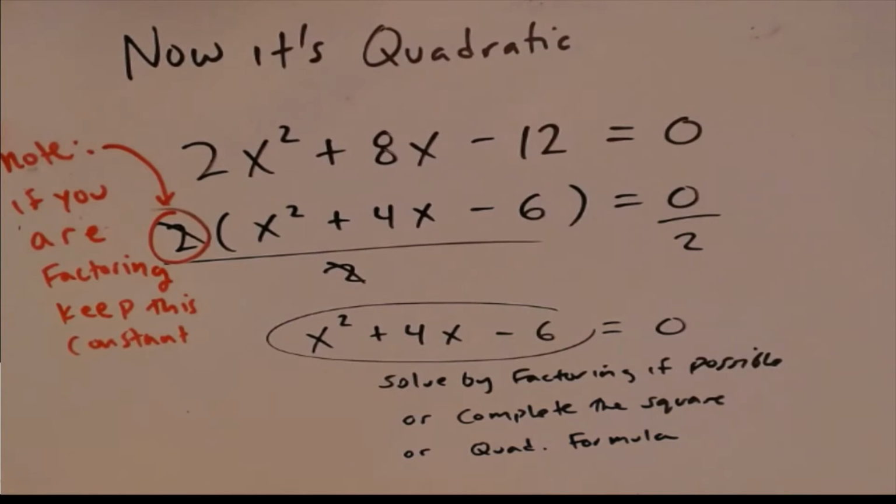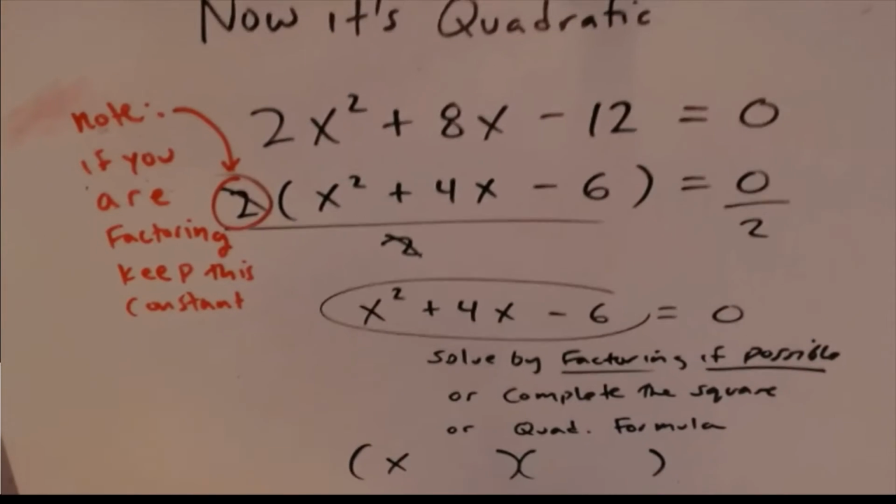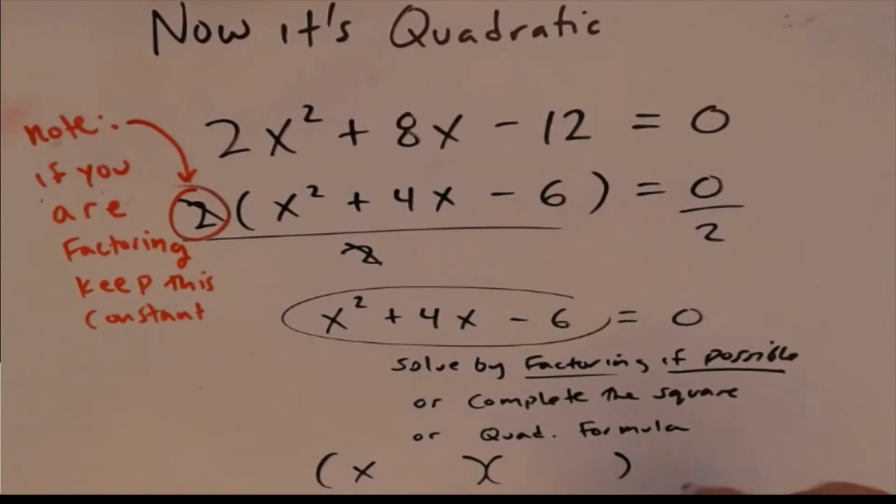All right, I always try factoring first. So just give this a good try and see if it's possible. Try to find two numbers that multiply to be -6.